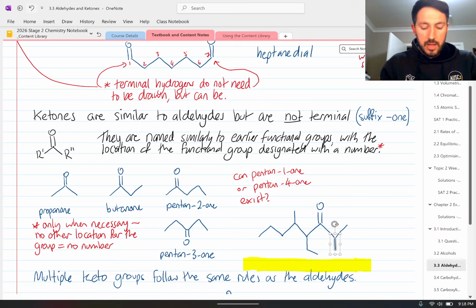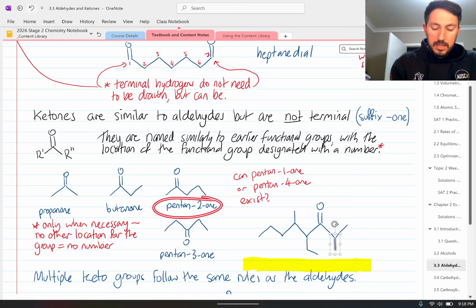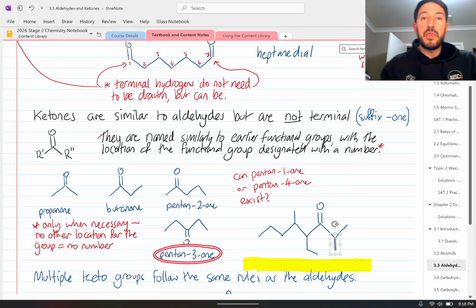Once we get higher than that though, so once we get to pent, we have 5, this is where there becomes a choice. So I've drawn the 2, so pentan-2-one and pentan-3-one.